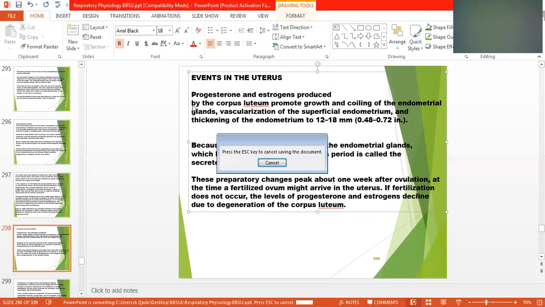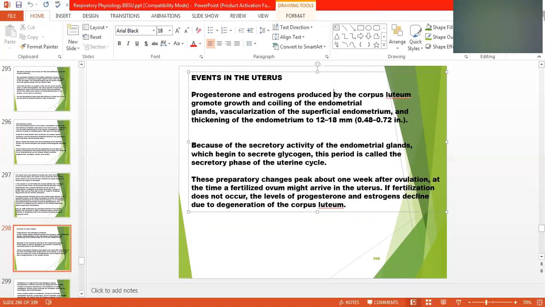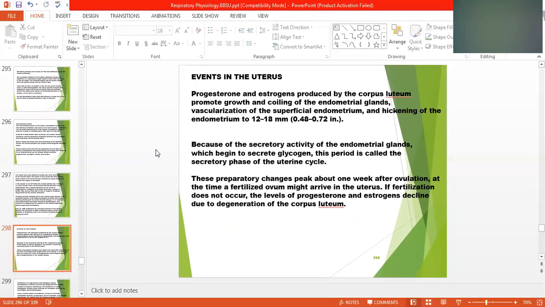In the uterus, the progesterone and estrogen produced by the corpus luteum promote growth and coiling of the endometrial glands, vascularization of the superficial endometrium, and thickening of the endometrium to 12 to 18 mm, 0.4 to 0.7 inches, because of the secretory activity of the endometrial glands, which begin to secrete glycogen. This period is called the secretory phase of the uterine cycle. These preparatory changes peak about 1 week after ovulation, at the time when a fertilized ovum might arrive in the uterus.